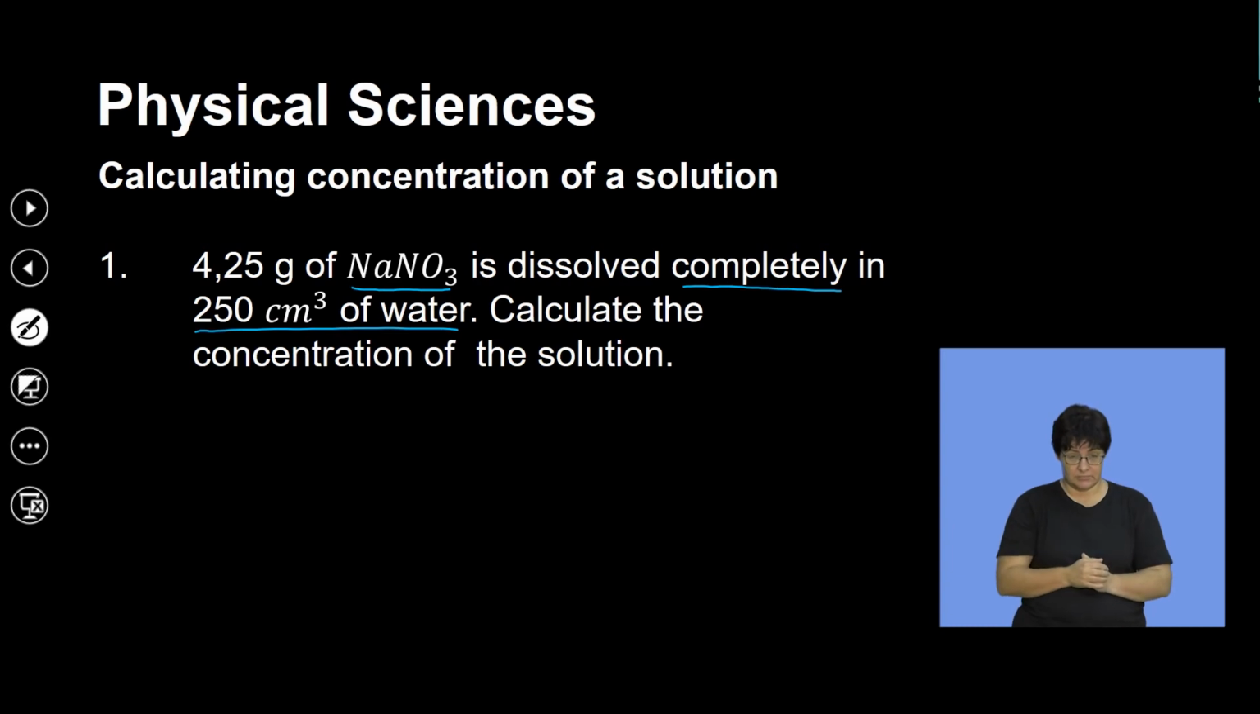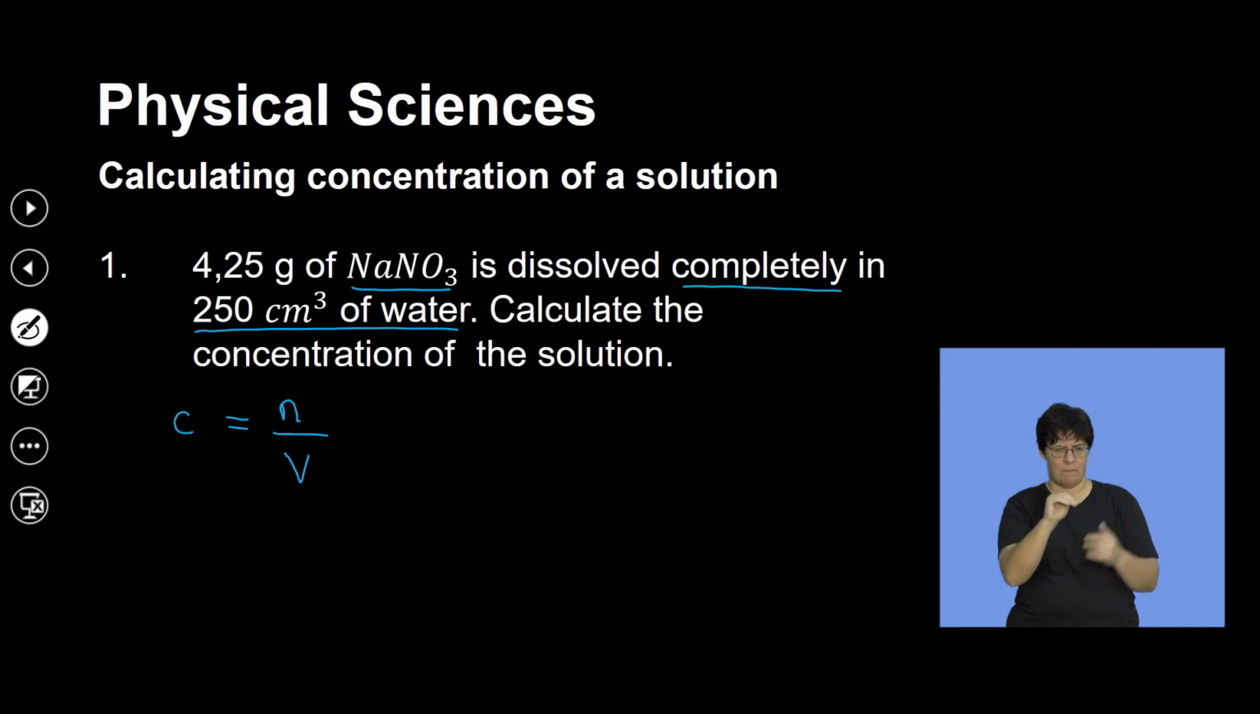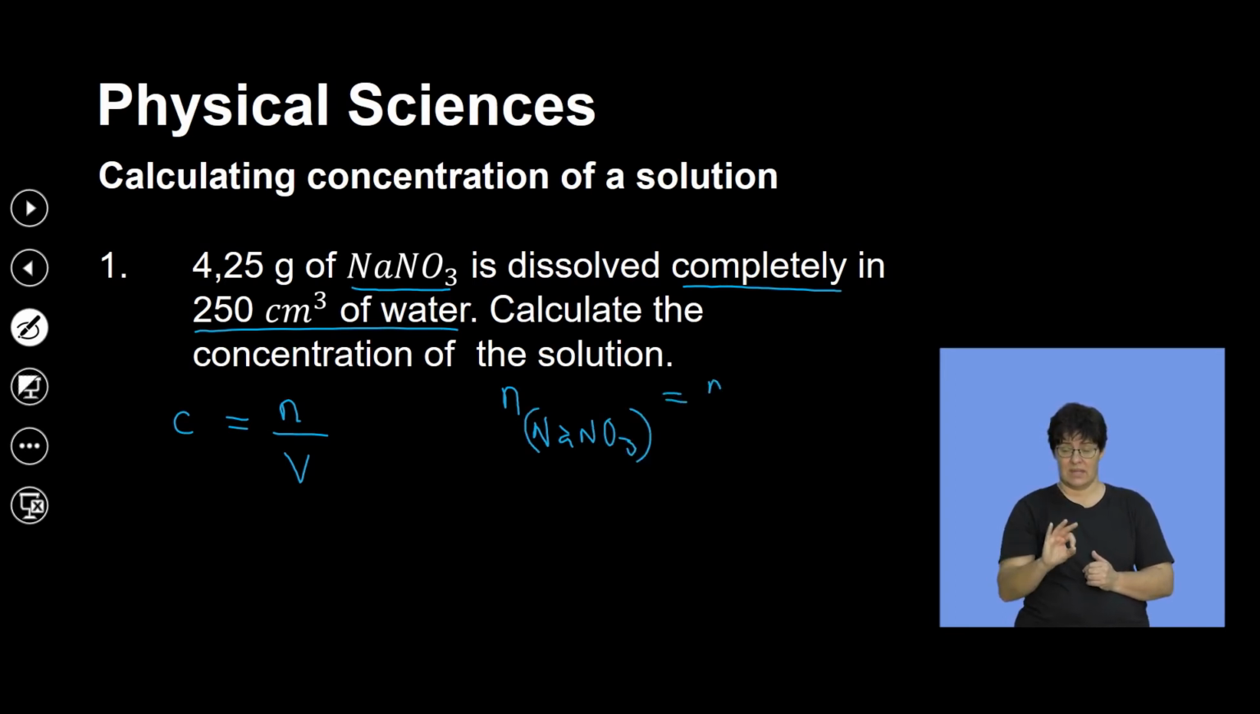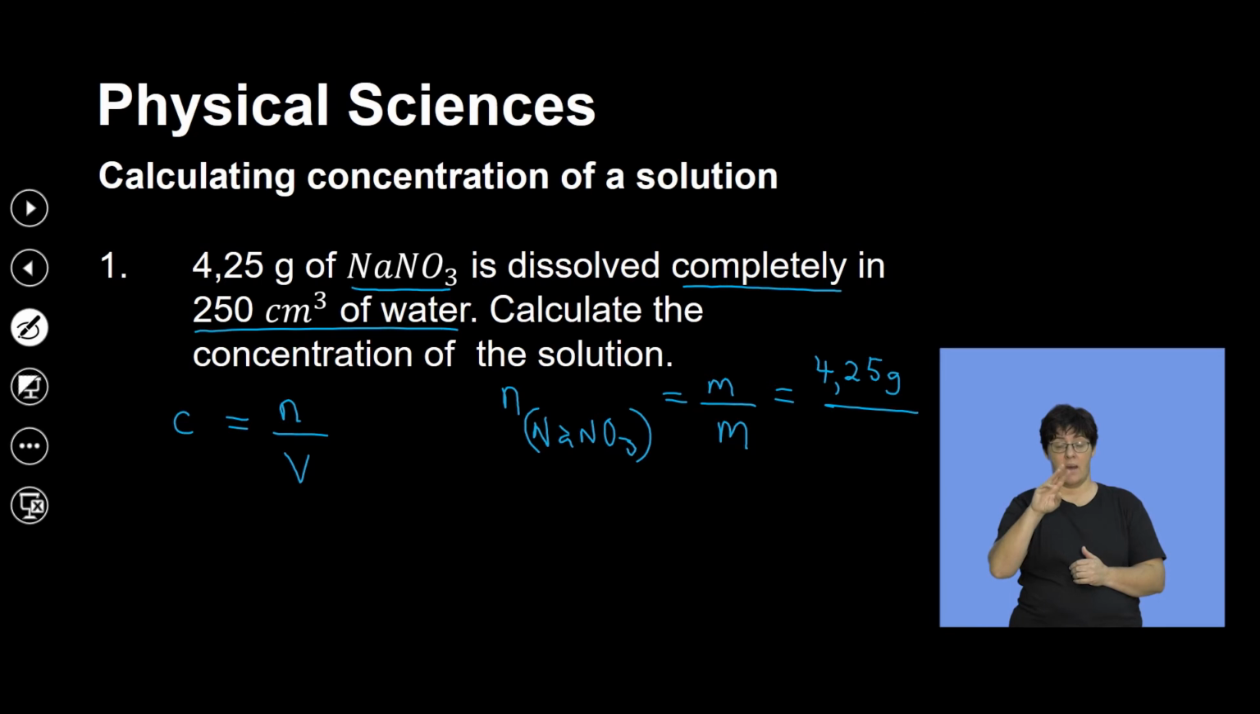Okay, now first things first, we know that concentration is equal to moles per unit volume. But we ask ourselves, in the 4.25 grams of sodium nitrate, how many moles are present? We know that the number of moles of sodium nitrate is equal to the mass of the sample divided by the molar mass, okay? So what's the mass of the sample? 4.25 grams, right? Divided by the molar mass of sodium nitrate, which you get from the periodic table, will give you 85 grams per mole, right?